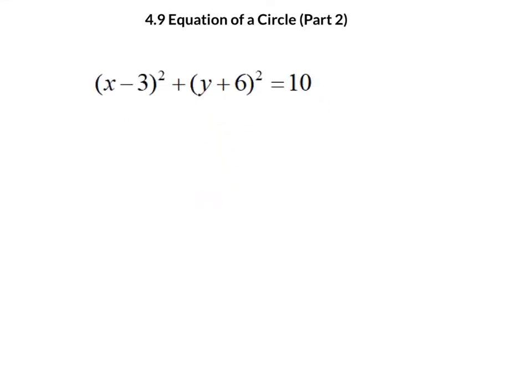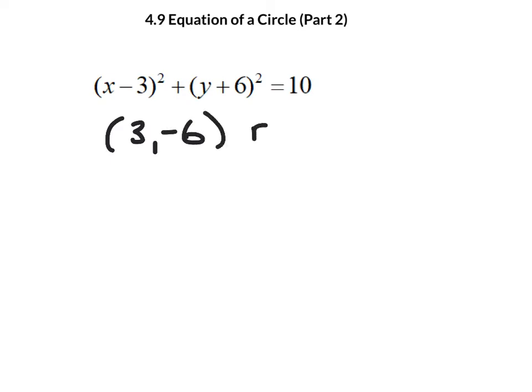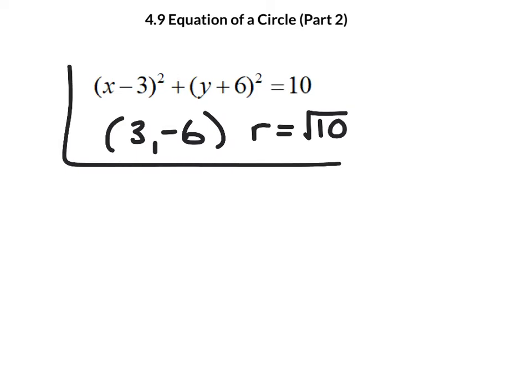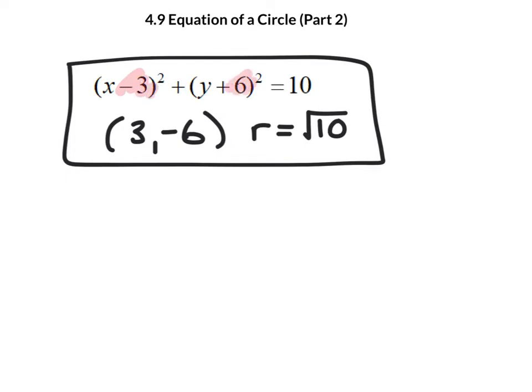This form of a circle equation is known as the standard form. And honestly, we love standard form because we're able to read so much from it. Immediately, this tells us that our center is at (3, -6) and that our radius was the square root of 10. Standard form allows us to just quickly jump in there and obtain information.